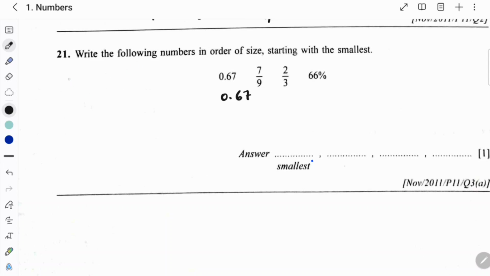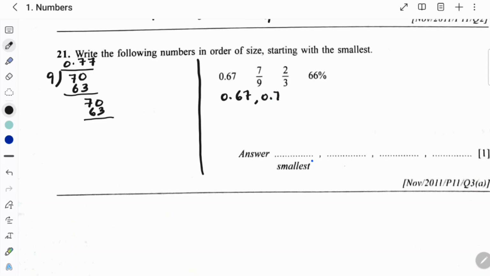So 7/9 means like this, 7 divided by 9. You put a decimal point and then a 0. So you will also learn decimal division as well. 9 times 7 is 63. The remainder is 7 again. You can put a 0 by yourself, and then again 9 times 7 is 63, and it means that it's a recurring decimal. So that will be 0.777. I'm writing it in 2 decimal places, because 0.67 is in 2 decimal places, then we can compare it. So 0.77.